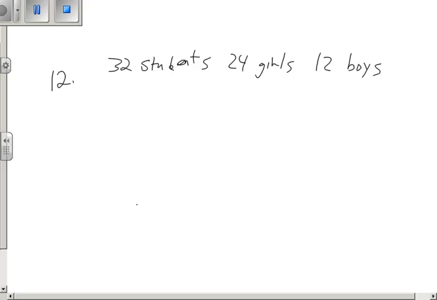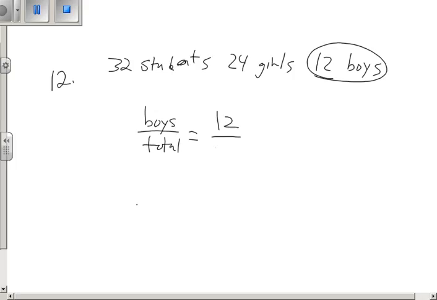And then I read the first question. It says, what is the boys to total students ratio? Well, it's a good thing I put 12 boys, because now I could just put boys to total. It's always good to put your words first. 12 to 32. And that would be the ratio of boys to total. Now it says to express the ratio as a fraction, which there it is, and as a percent.